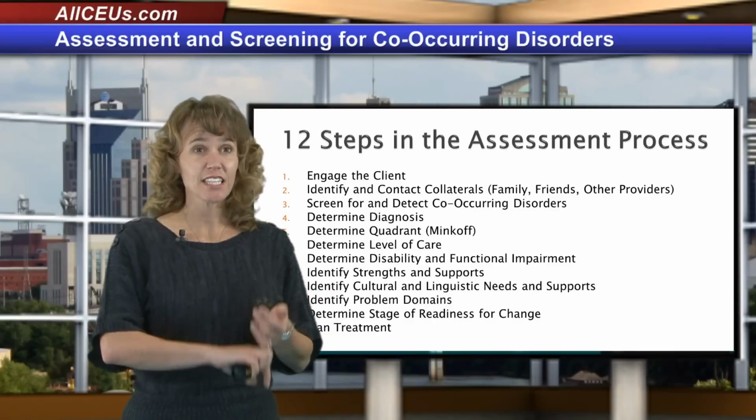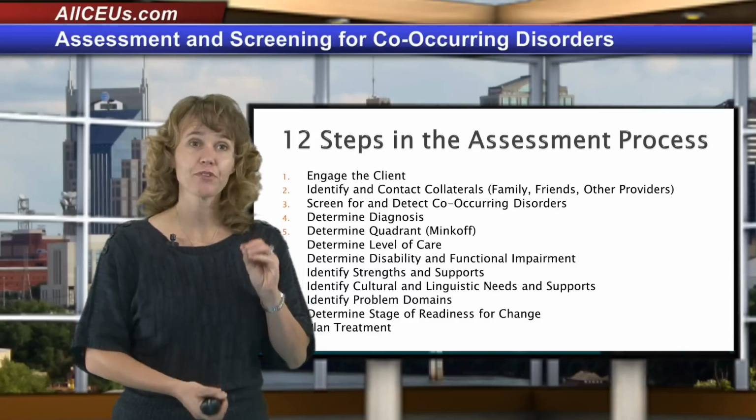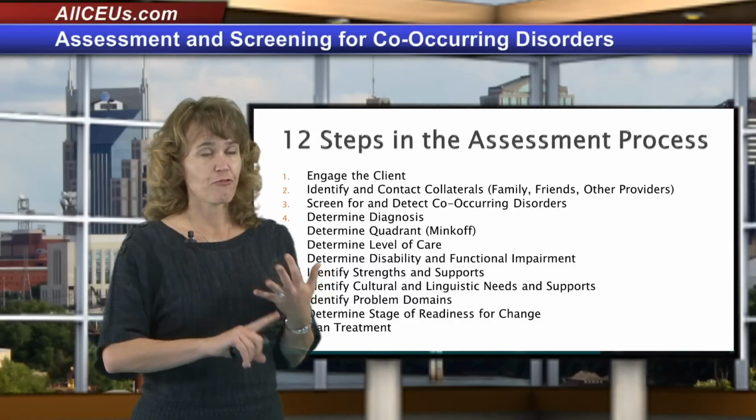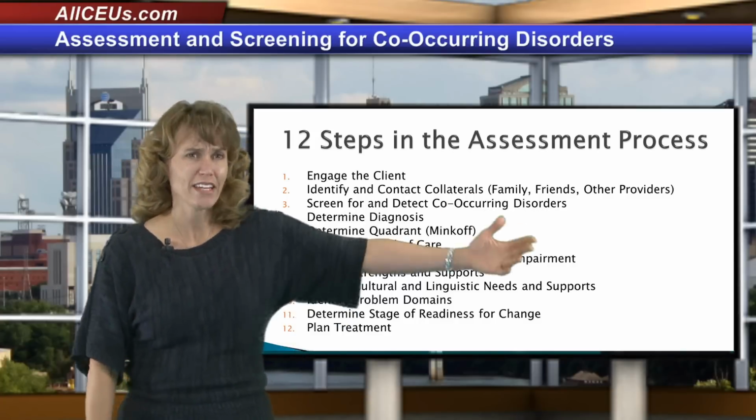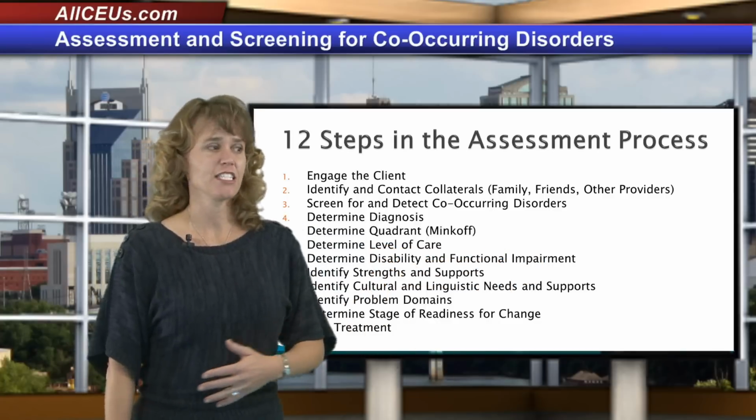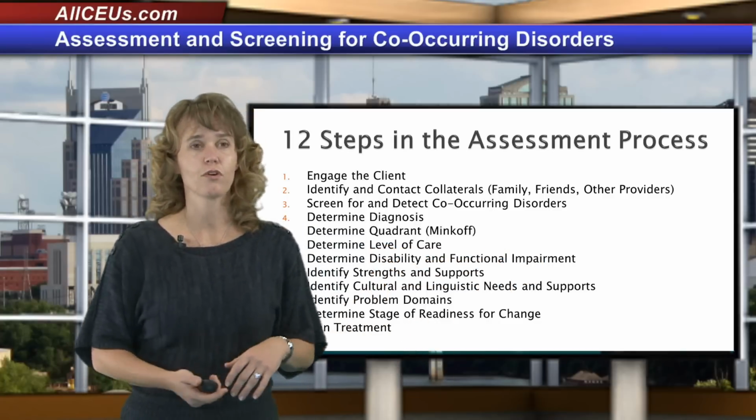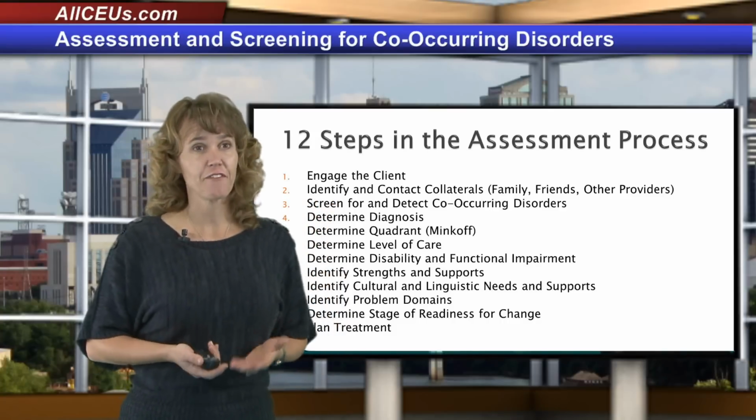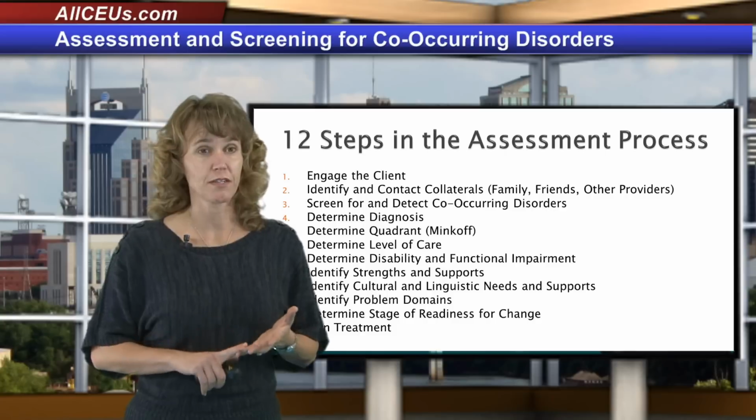Identify and contact collaterals if you can. If you can get a release of information for family, friends, and I don't mean just some acquaintance. I mean like their best friend that they spend all day, every day with, or their partner, or somebody who is going to be a significant part of their social support system.